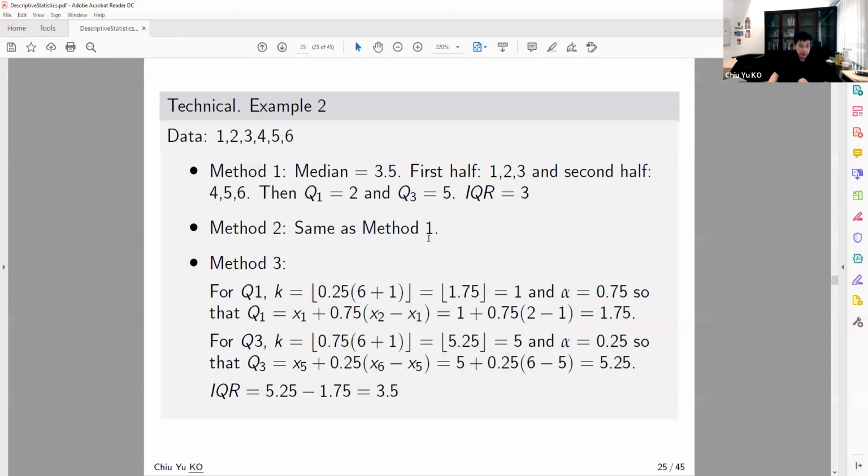Let me give you another example. If you have 6 observations, the two methods give the same result because the median is not included in the data. The median is at the 3.5th observation, so it will be half of 3 and 4, which is 3.5. Following this method, you figure out Q1 and Q3 are 2 and 5, so the IQR is 3. In this case, the two methods are the same. Is that okay?